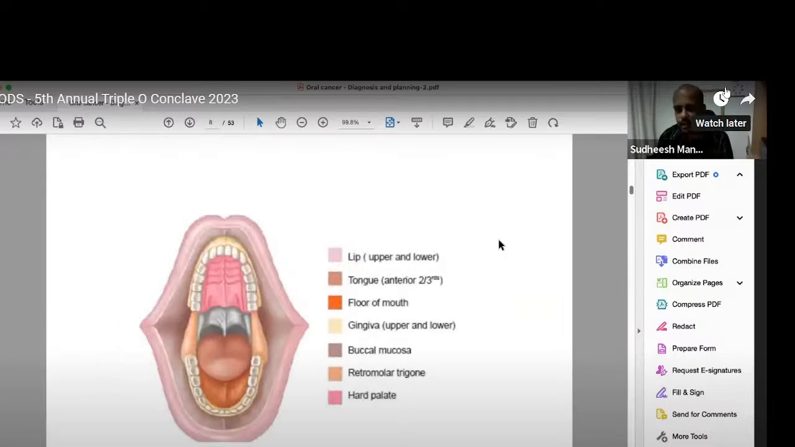The oral cavity is divided into 7 subsites, namely the lip, upper and lower lips, tongue, floor of the mouth, upper and lower gingiva or the alveolus, buccal mucosa, retromolar trigone, and hard palate. The oral cavity is divided into these subsites, and the lesion is also staged according to these subsites.